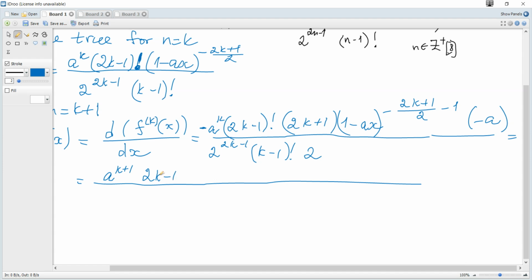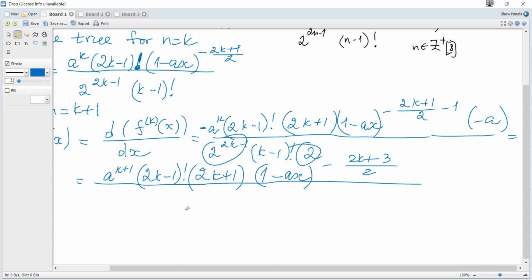And minus minus plus, a to the power of k plus 1, then 2k minus 1 factorial, 2k plus 1, 1 minus ax to the power of what? Let's do a common denominator to 2k plus 1, since there is minus in front, so it's plus 2, so 2k plus 3 over 2. And 2 to the power of 2k and k minus 1 factorial.